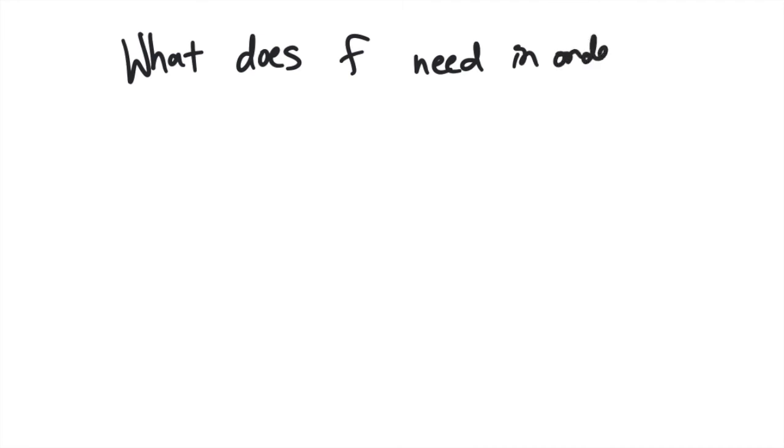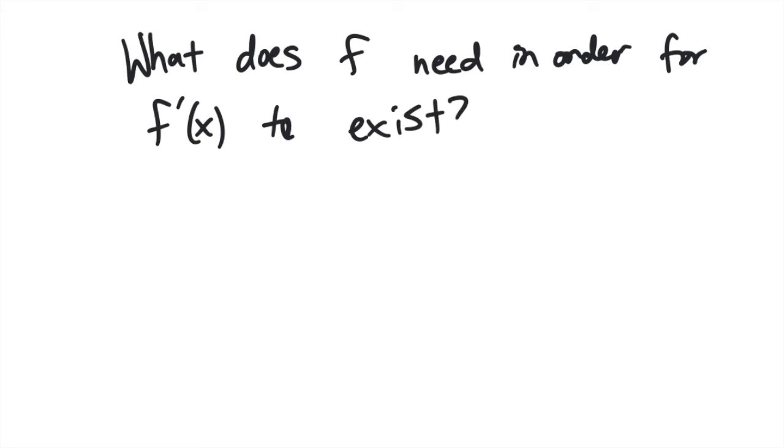Okay, so a reasonable question is, what does the original function f need in order for f prime of x to exist? Or you could say f prime of a to exist at a specific value. In other words, what's the criteria for a derivative to make any sense, or for us to be able to talk about this? Okay, there's actually two criteria, I guess you can break it down into two.